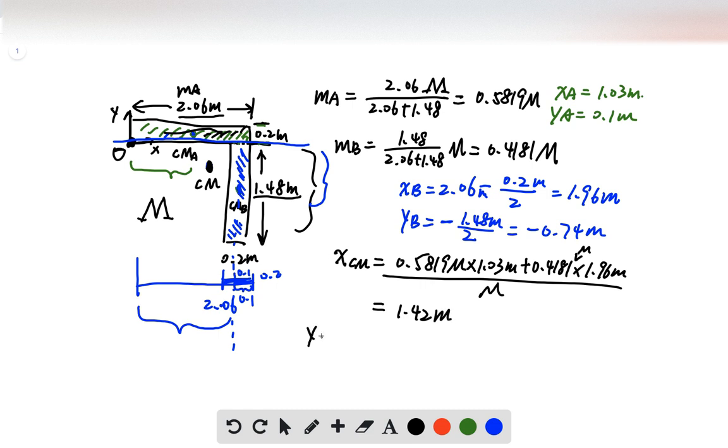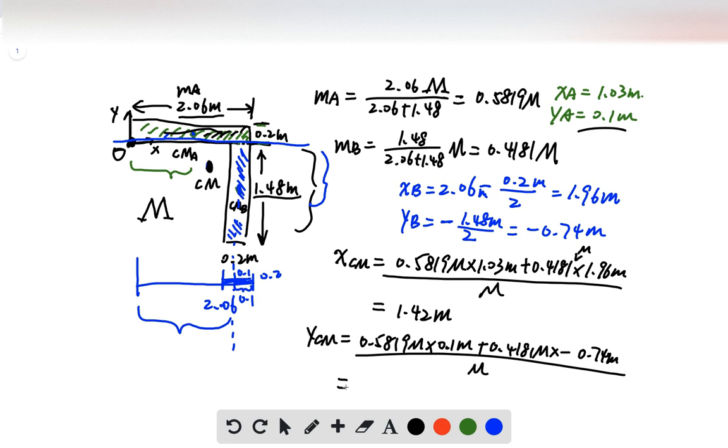And we do the same for Y. It is 0.5819 big M times 0.1 meter plus 0.4181 big M times minus 0.74 meter, again over big M. And this gives us negative 0.25 meter. So the numbers we end up getting are x equals 1.42 meter and y equals negative 0.25 meter, and that is the position of the center of mass for this configuration.